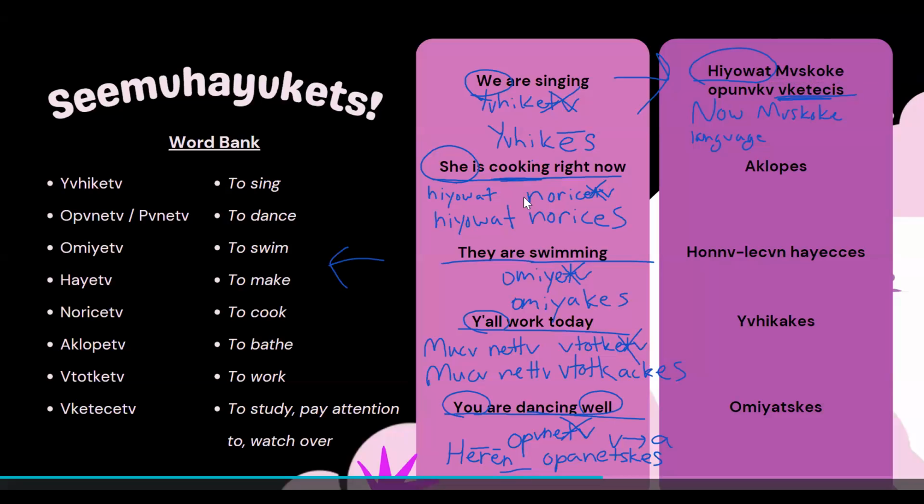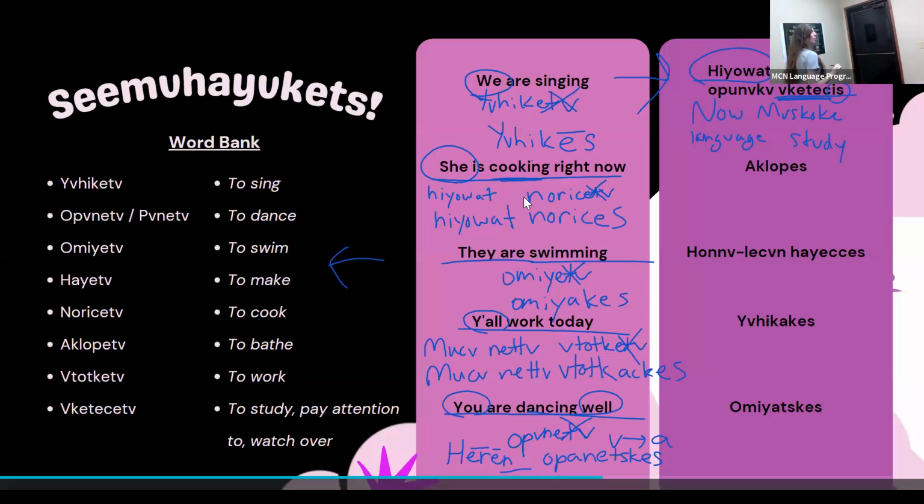Agidijis. So what word is it in English? To study. Nice. So we know it's study. What person marker is in agidijis? First person. Singular. I. Exactly. So now Mvskoke language, and then study I, or I study, however you want to look at that.